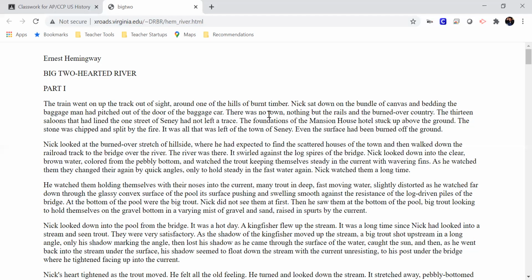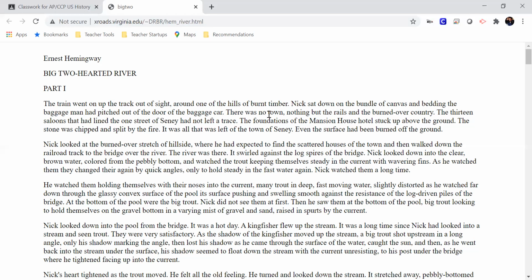They were very satisfactory. As the shadow of the kingfisher moved up the stream, a big trout shot upstream in a long angle, only his shadow marking the angle, then lost his shadow as he came through the surface of the water, caught the sun, and then as he went back into the stream under the surface, his shadow seemed to float down the stream with the current unresisting to his post under the bridge, where he tightened facing up into the current. Okay, Nick's heart tightened as the trout moved. He felt the old feeling. He turned and looked down the stream. It stretched away, pebbly bottom.